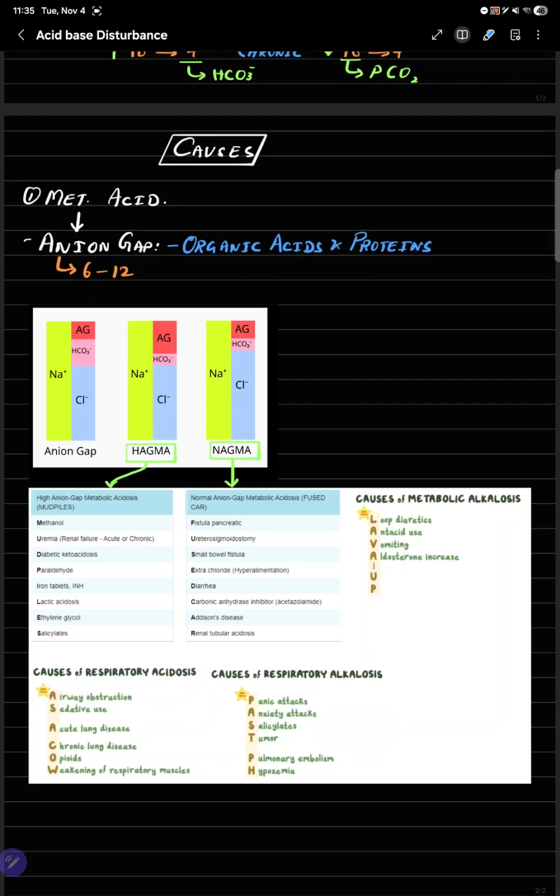In respiratory acidosis, there is a decreased rate of respiration, thereby CO2 is retained in the body, which produces more acidosis. And in case of respiratory alkalosis, there is excessive respiration which washes out the CO2, thereby causing alkalosis.